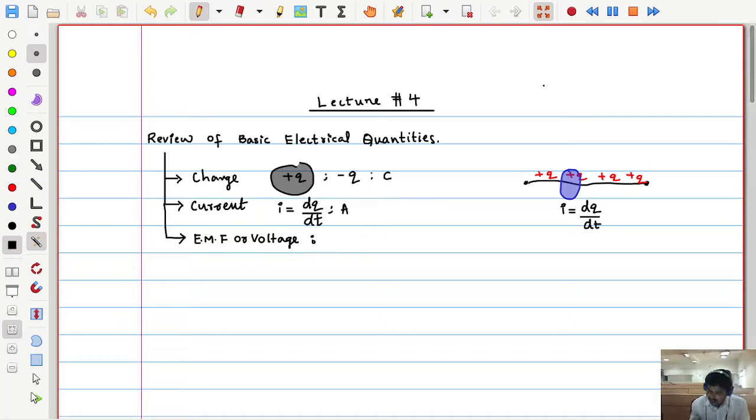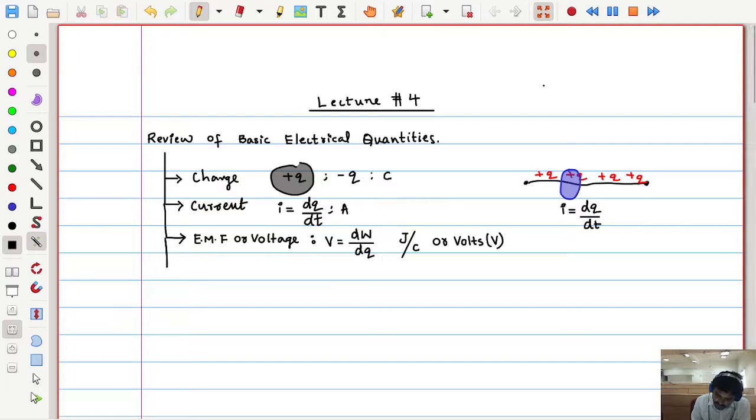So we define the voltage or this electromotive force as the amount of work done to move a unit charge, that is dw by dq. So V can be written as dw by dq. The energy or work done units are joules and charge units are coulombs. So joules per coulomb, or simply volts, is the unit for the symbolic representation of V.